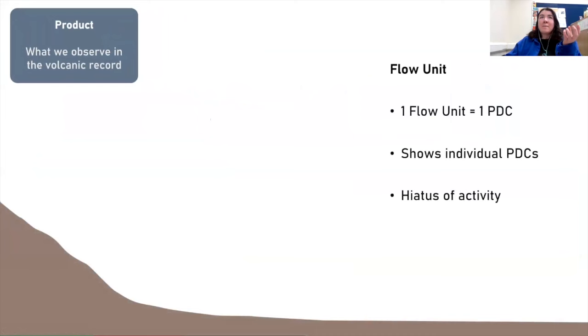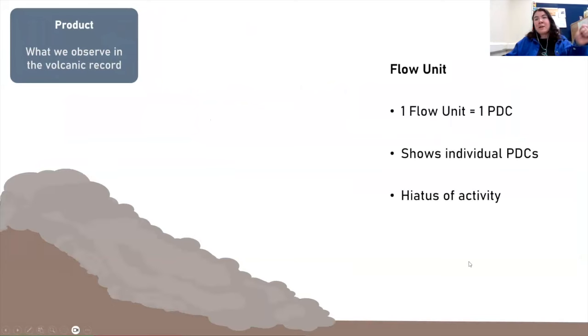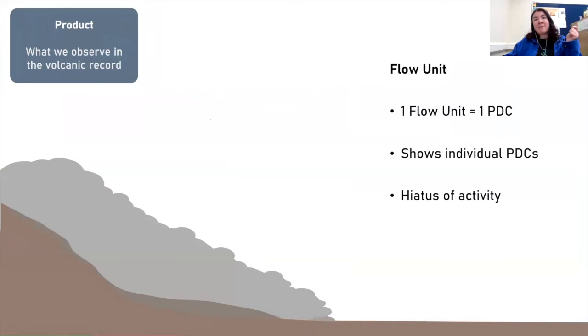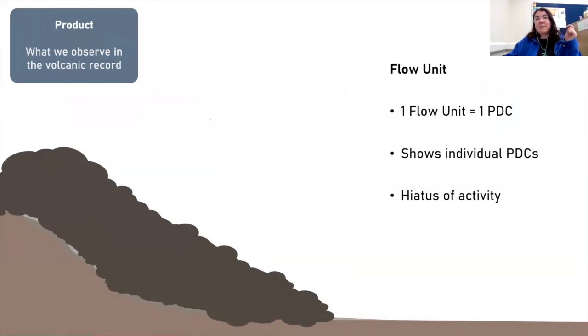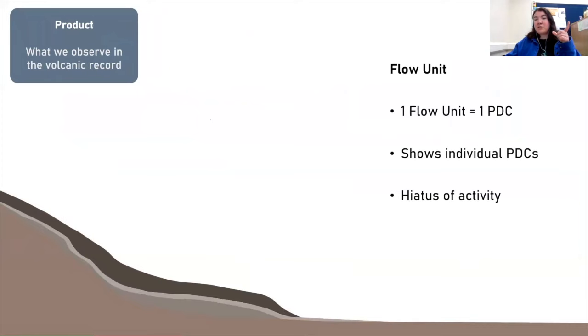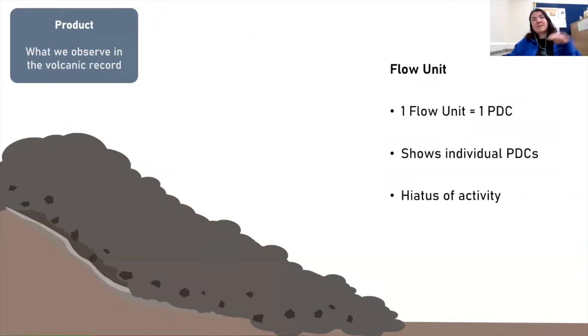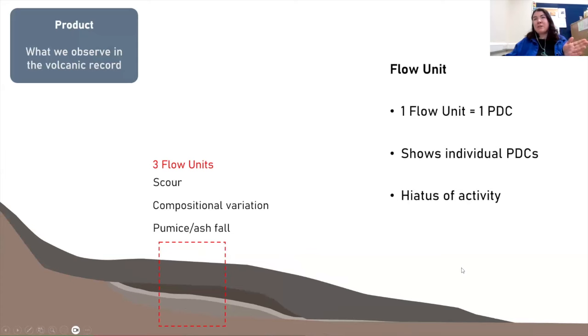And a key part of understanding the depositional record of a pyroclastic material is called a flow unit. So this is the flank of our volcano. And we have a PDC coming down, and then we have our ash layer, so that's one flow unit. Then we have a changing composition, and that's 2 flow units. And then we have a big scouring PDC that comes, and that's 3 flow units.